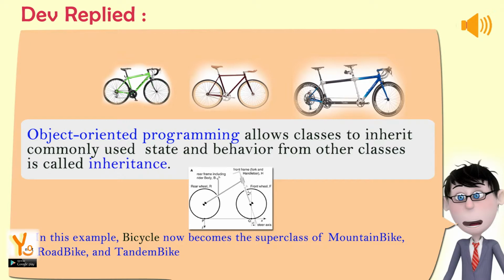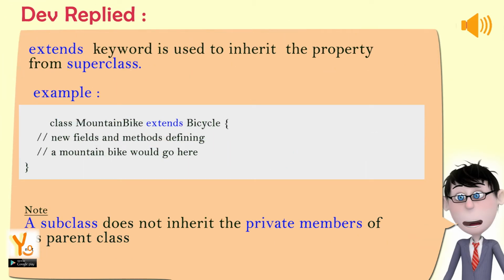Object-oriented programming allows classes to inherit commonly used state and behavior from other classes, which is called inheritance. In this example, bicycle now becomes the superclass of mountain bike, road bike, and tandem bike. The extends keyword is used to inherit the properties from the superclass. Example is given below. A subclass does not inherit the private members of its parent class.